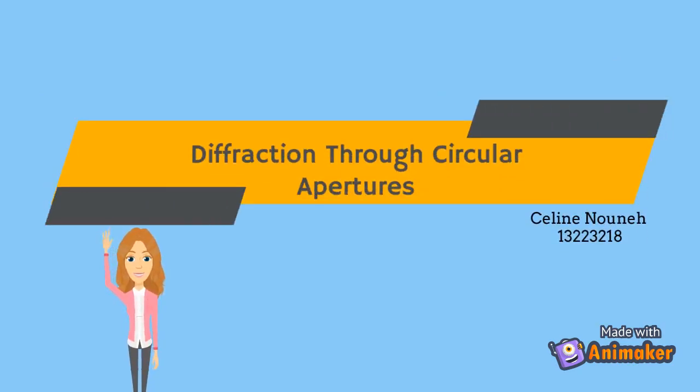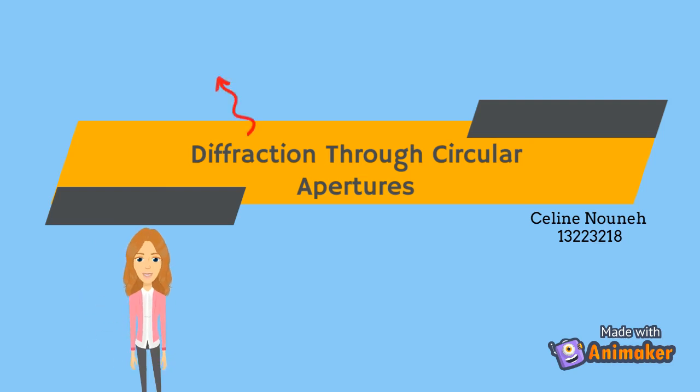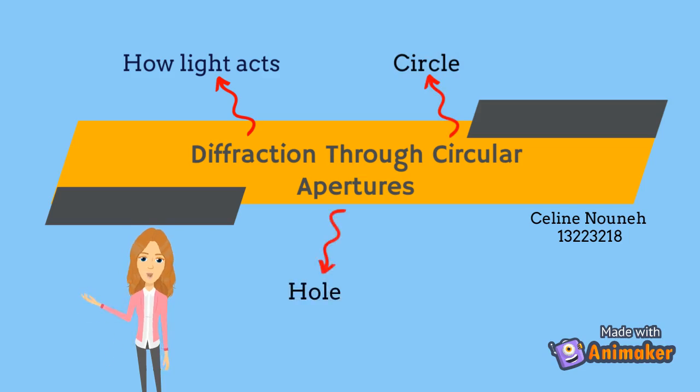These words might be a bit hard, so let's break them down together. Diffraction is how light acts in a specific way, which we'll explain more later on. Circular is just a small circle, and aperture is just a small hole. So if we put them all together, we will learn how light acts when it passes through a small hole.